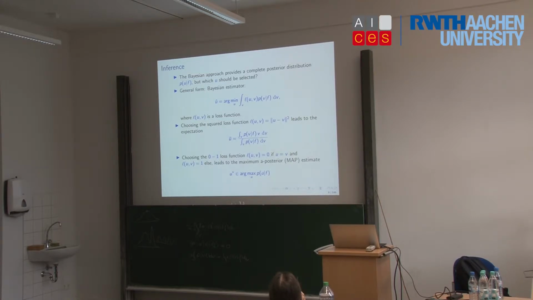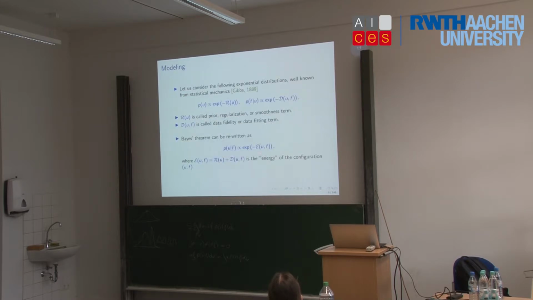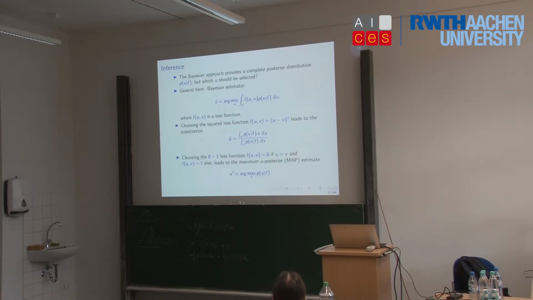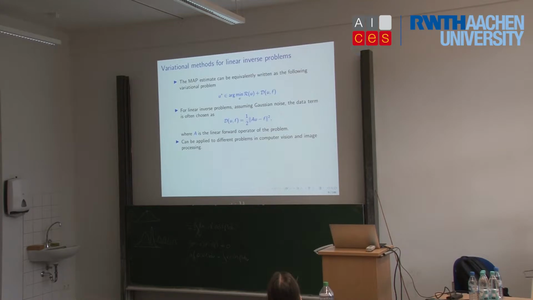By maximizing the posterior distribution, you can equivalently minimize the negative logarithm of the posterior distribution, and then we are back to the case where I would like to find that u that minimizes the sum of the regularization term and the data fidelity term. This is exactly what I said. This estimate with the 0-1 loss function is called the maximum a posteriori estimate, also known as the MAP estimate. It can be equivalently written, by taking the negative logarithm, as that u that minimizes the sum of the regularization term and the data fidelity term.